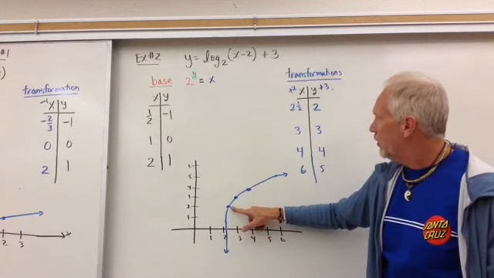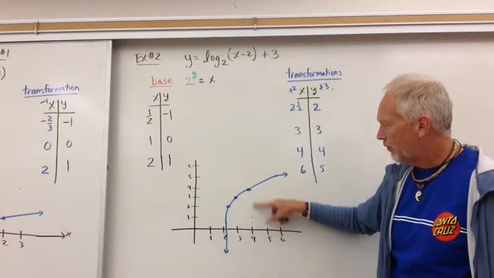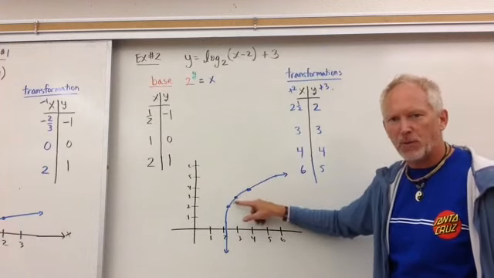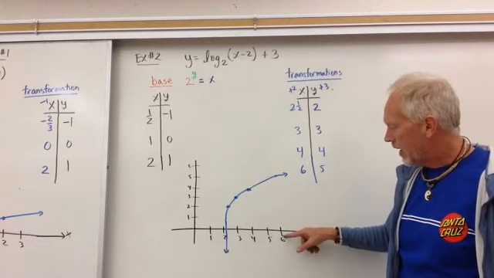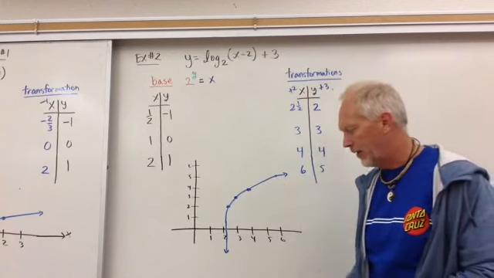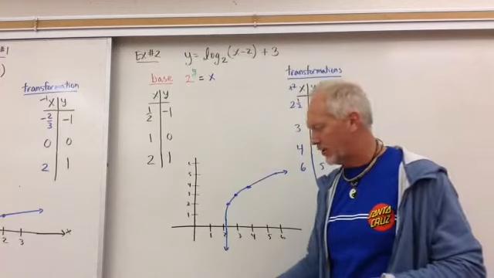2.5 goes to 2. 3 goes to 3. 4 goes to 4. And I know it looks linear at this point. We're like, hey, that looks almost linear, but it's not. It curves. It does. Hence, we go to 6 and 5, and there's our last point there. All right, well, that is graphing logarithmic functions.